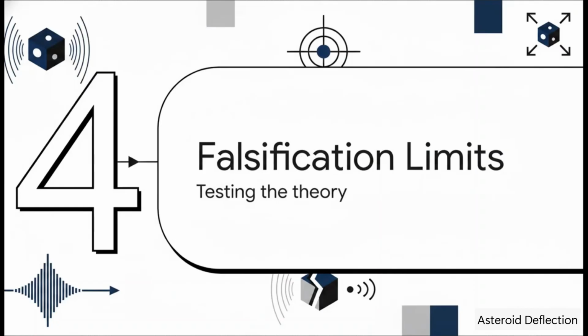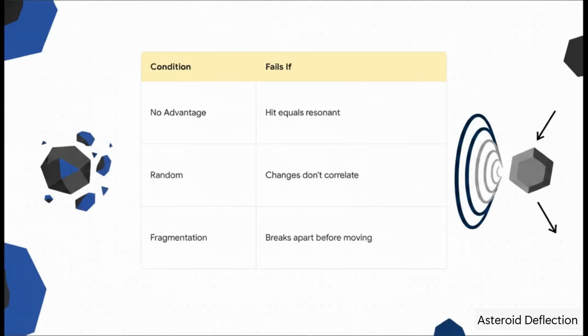And finally, Section 4, falsification and measurement limits. Now, any good scientific theory has to be testable, right? You have to know what would prove it wrong. And the author, Kevin L. Brown, lays out some very strict falsification conditions here. For instance, if tuning the energy doesn't work any better than just hitting the rock randomly, the hypothesis fails. If the asteroid's reaction is just total chaos, it fails. And most importantly, if the resonance just blows the asteroid into a bunch of dangerous pieces, what researchers call fragmentation dominating, then yeah, this method is off the table as a safe planetary defense tool.